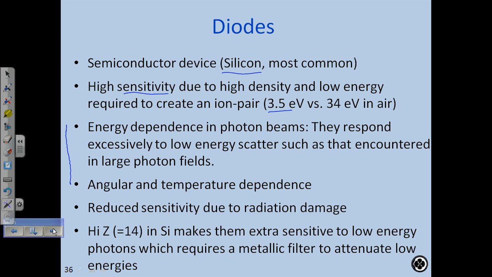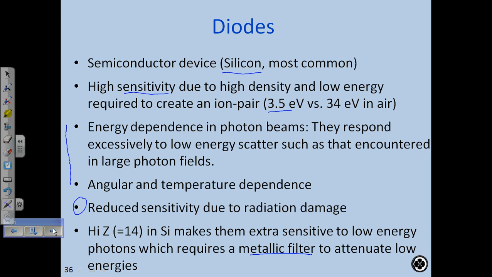Diodes can experience radiation damage, so over time diode sensitivity can drop. Silicon has a Z of 14, which makes them extra sensitive to low energy photons. Some of them have a metallic filter, and the metallic filter is there to filter out those low energy photons that are going to increase the sensitivity. Those are called energy compensated diodes.